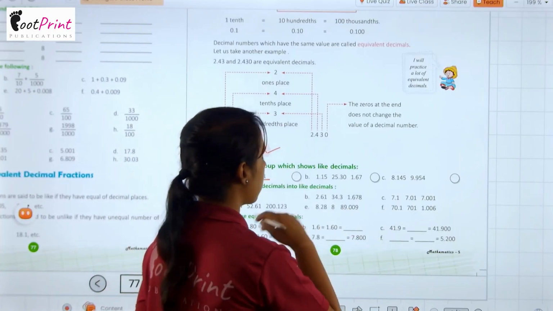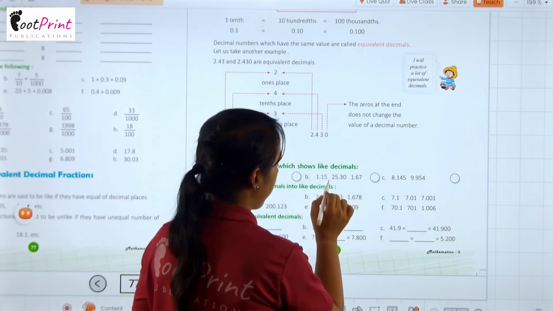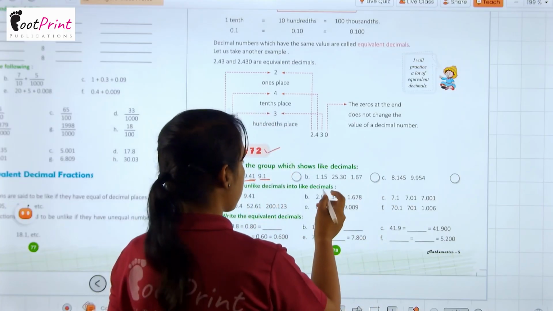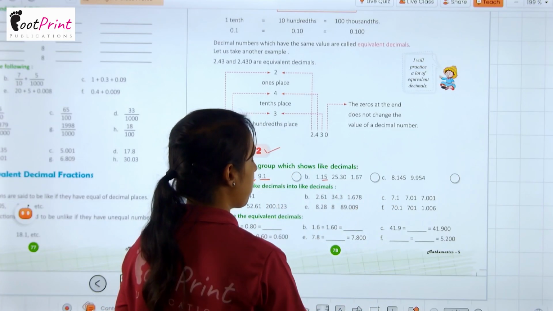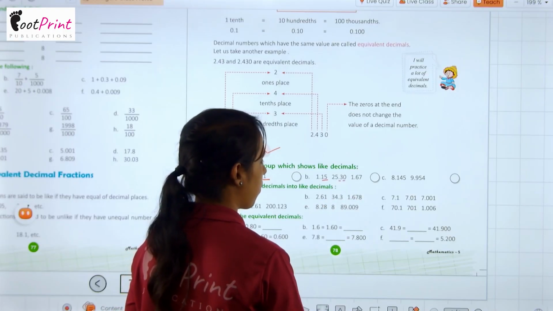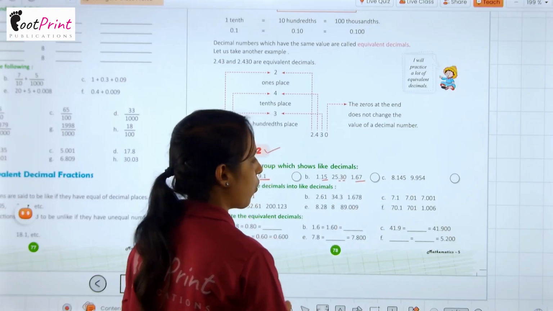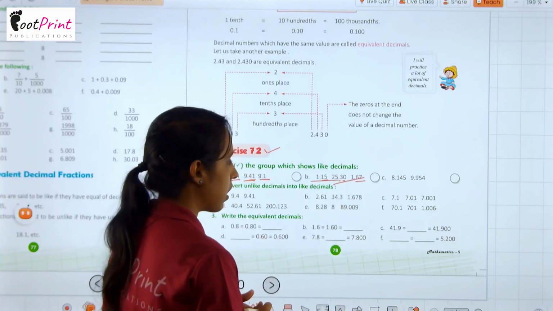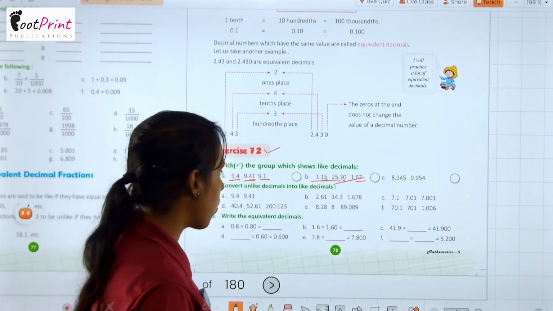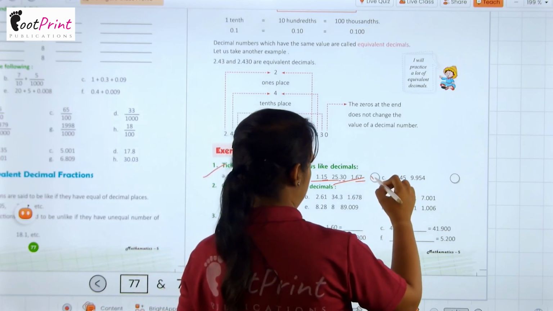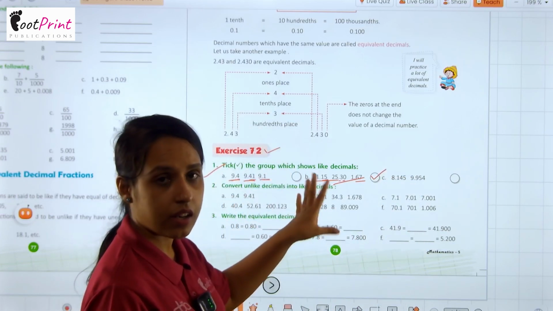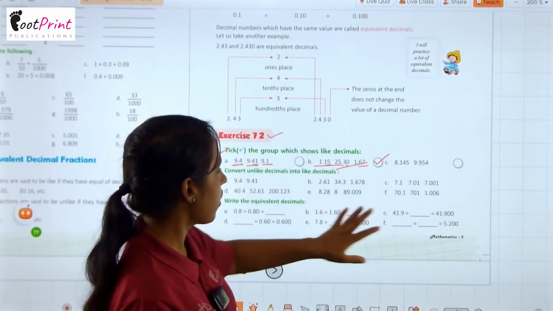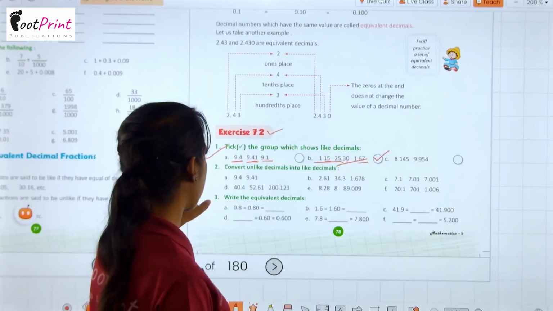Now check B. 1.15, 25.30 and 1.67. Here we can check that two decimal places are in this, and in this also we have two decimal places. So the decimal places are equal. So yes, we can say that these are like decimals. Okay, just like that you can solve the third part also.